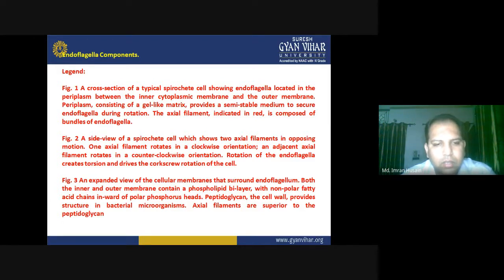And figure 3, what does it represent? An expanded view of the cellular membrane that surrounds endoflagella. Both the inner and outer membranes contain a phospholipid bilayer with non-polar fatty acid chains inward of polar phosphate heads. Peptidoglycan, the cell wall, provides the structure in bacterial microorganisms. Axial filaments are superior to the peptidoglycan.